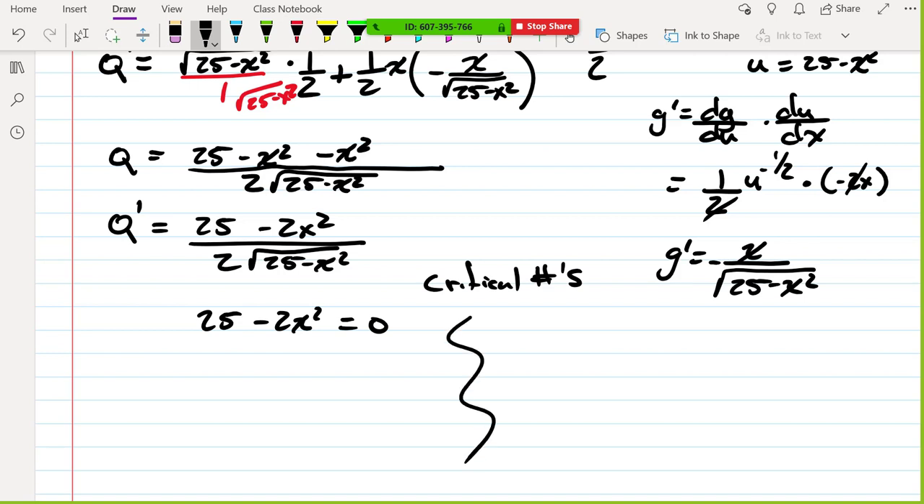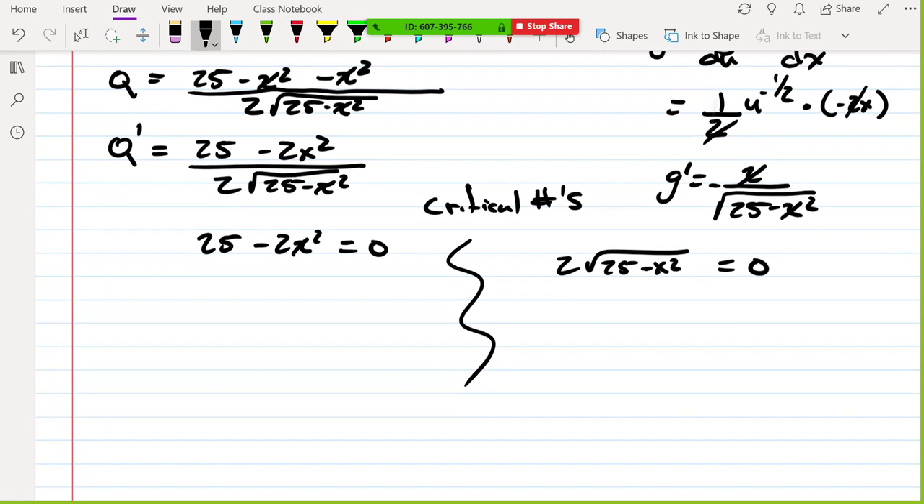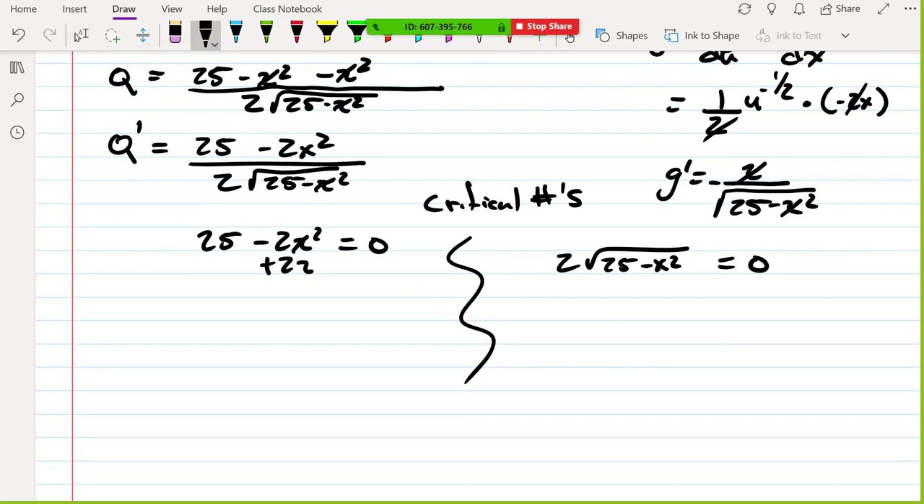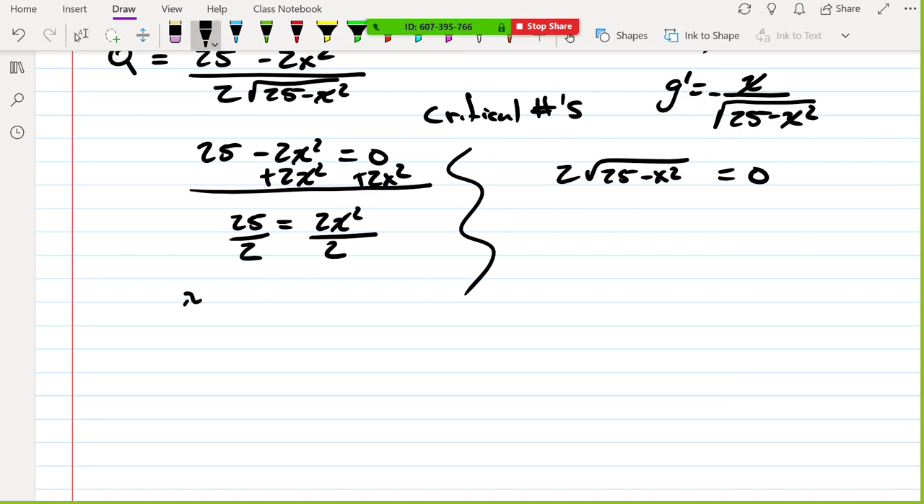So we're going to have 2 times the square root of 25 minus x squared is equal to 0. So we solve by adding 2x squared to both sides, giving us 25 is equal to 2x squared. Divide by 2, divide by 2. So we get x squared is equal to 25 over 2.